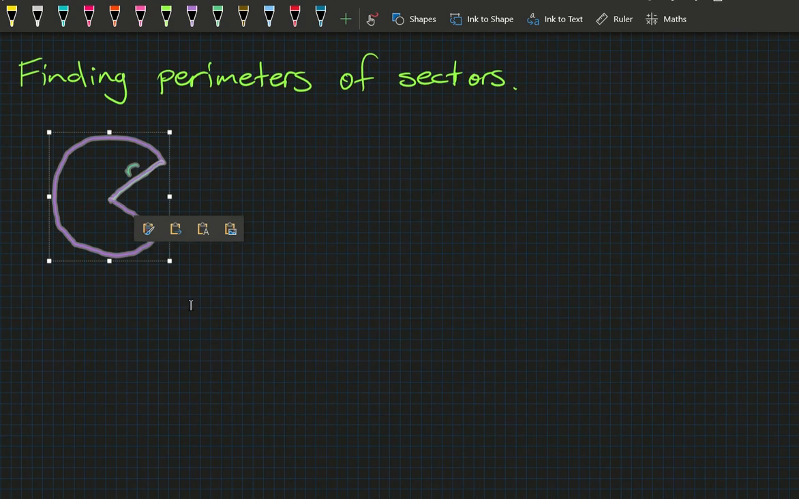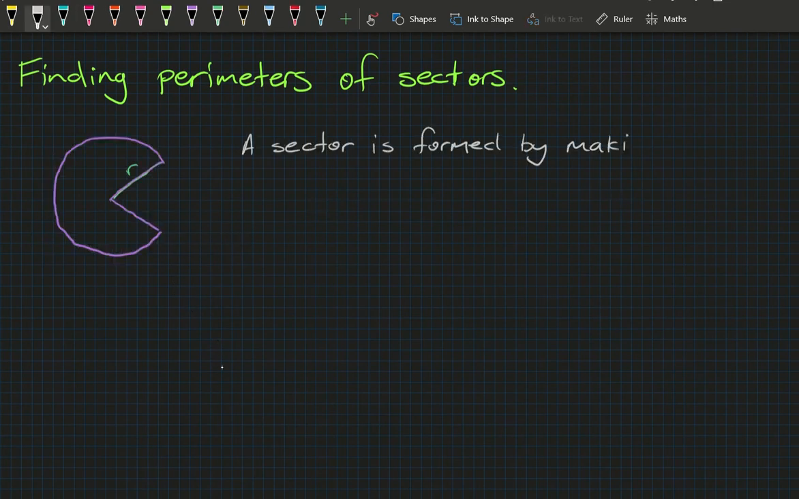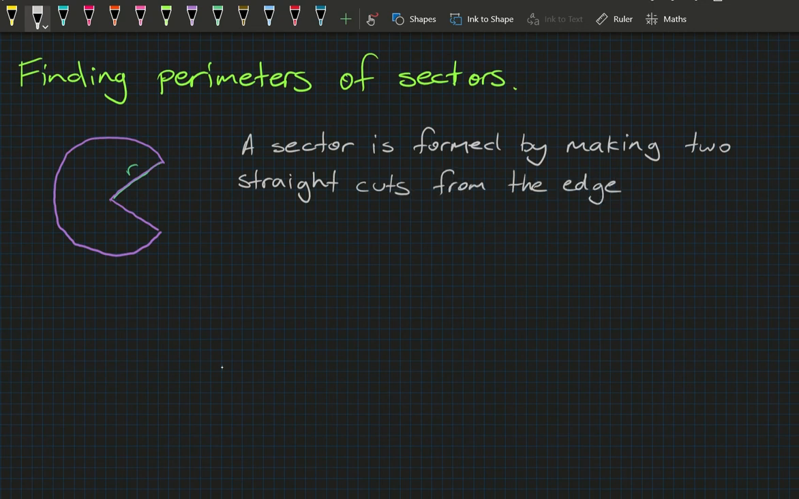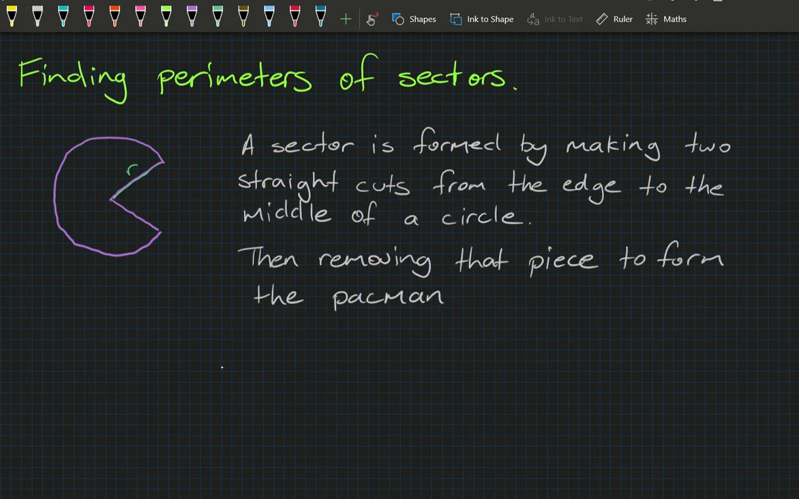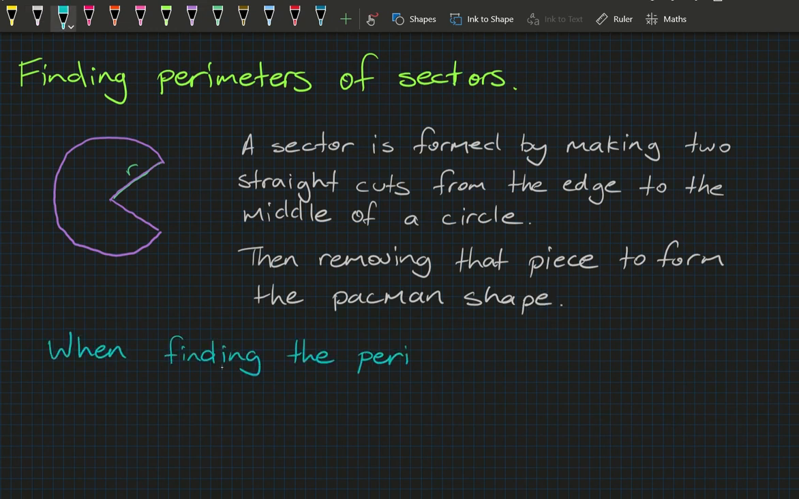This Pac-Man shape is called a sector of a circle. A sector is formed by making straight cuts from the edge of the circle to the middle, then removing that piece to form that Pac-Man shape. When finding the perimeter of a sector, there are 2 components to consider.